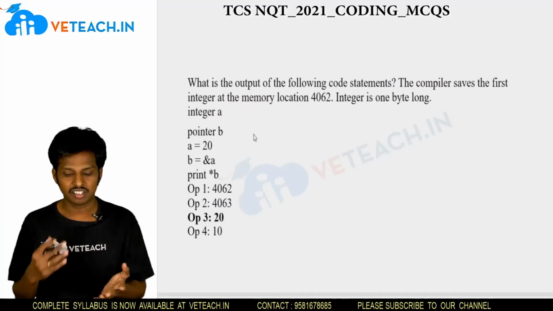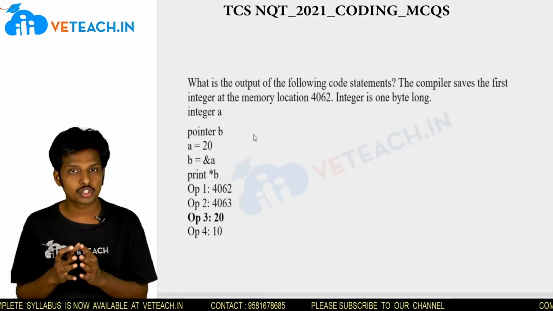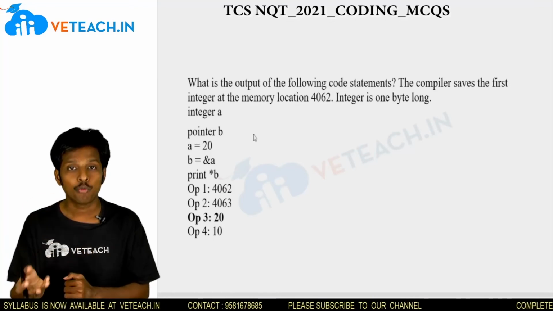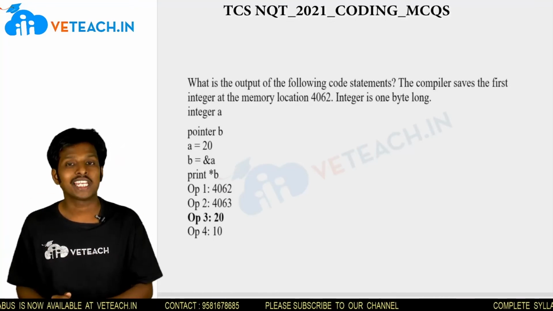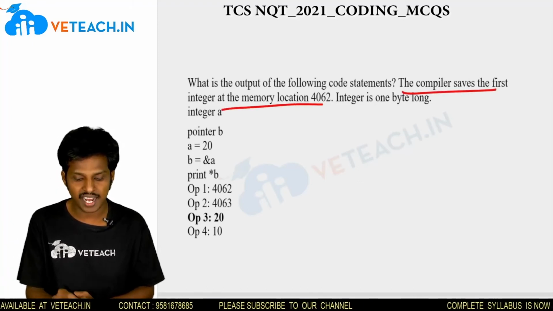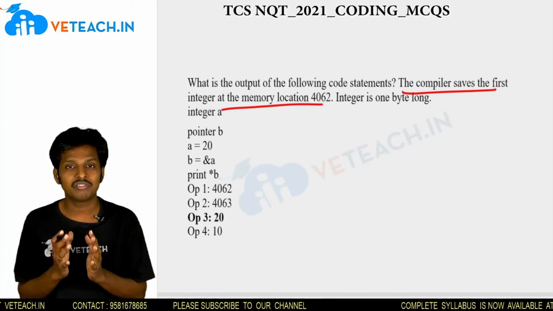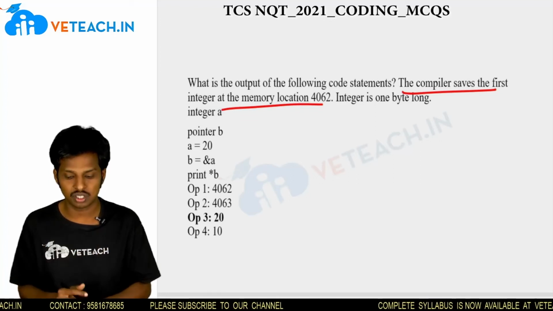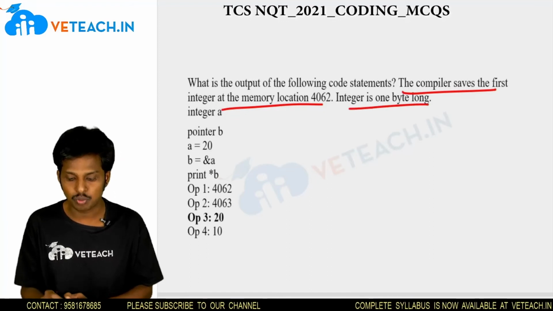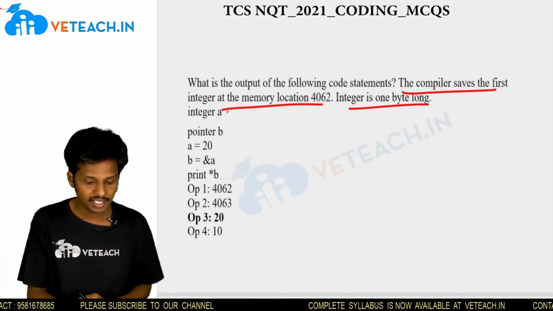The other question that is relevant is on pointers. Now, a pointer is used to store the address of a variable. What is the output of the following code statement? The compiler saves the first integer at the memory location 4062. So here it was given that an address location is 4062. Integer is 1 byte long. Here integer is also written as 1 byte long.